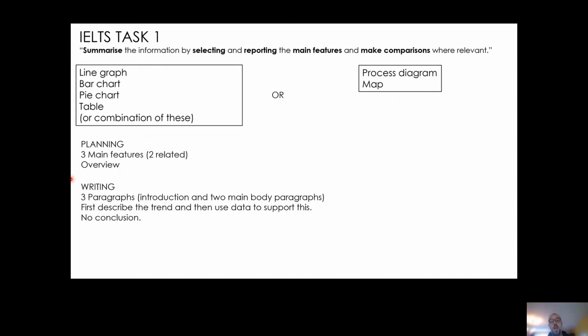If you run out of time and you haven't written one of your features, that's not good and that will lose you marks. But if you run out of time and you haven't done an overview, that will lose you more marks. So I don't put the overview at the end. You may want to, that's fine. The important thing to remember is you don't have to have any kind of conclusion for IELTS Task 1. You can simply stop writing after you finish your main features.